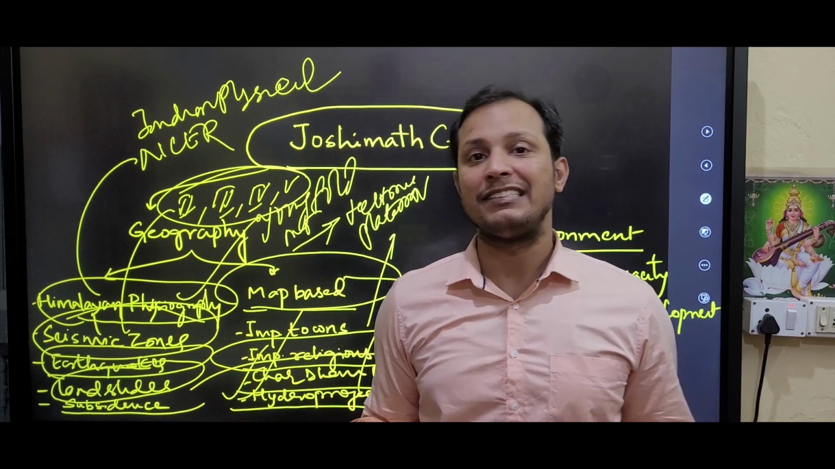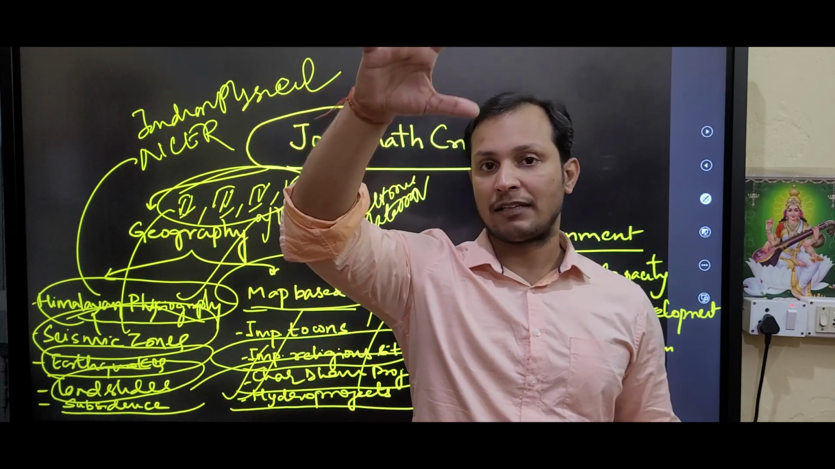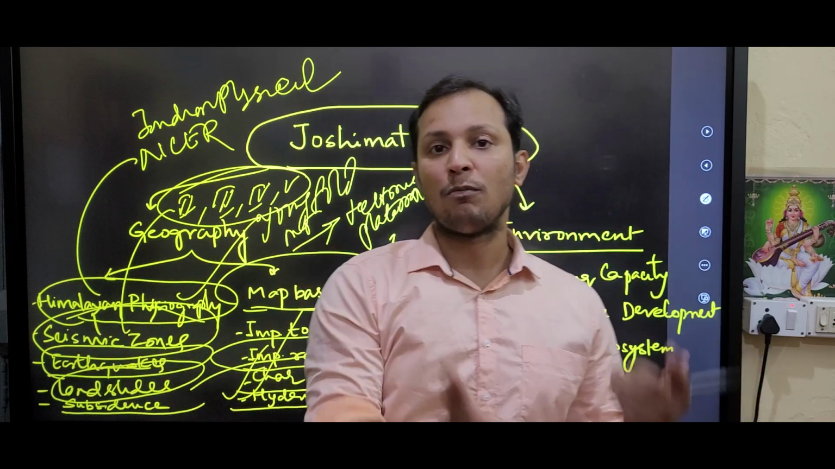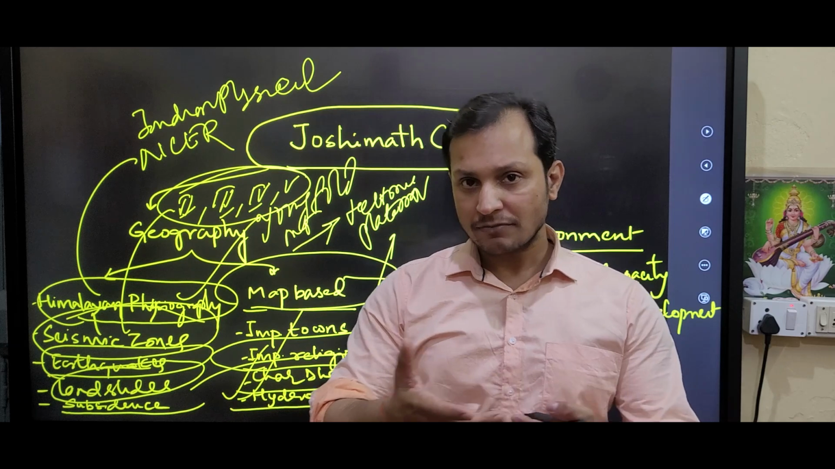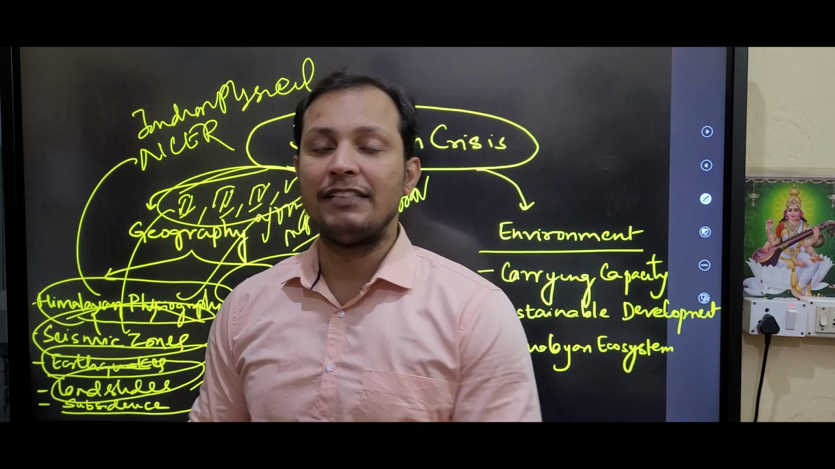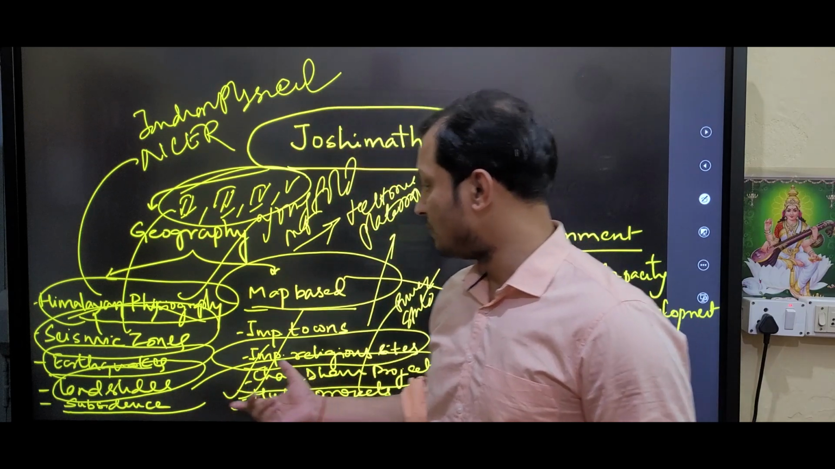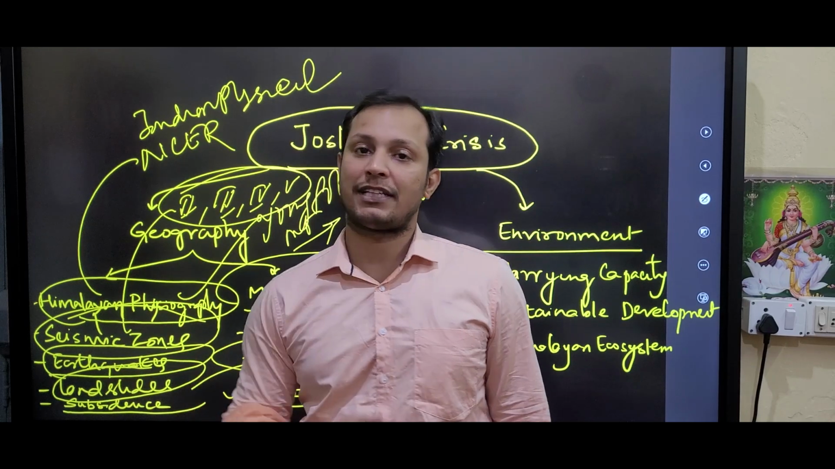They can give you some famous cities, suppose the metro cities, and they will ask you, okay, Delhi in which seismic zone, Mumbai in which seismic zone, Bengaluru in which seismic zone, Chennai in which seismic zone. They can ask you like this also. Or they can give you the causes of landslides or the causes of land subsidence. They can ask you this also.